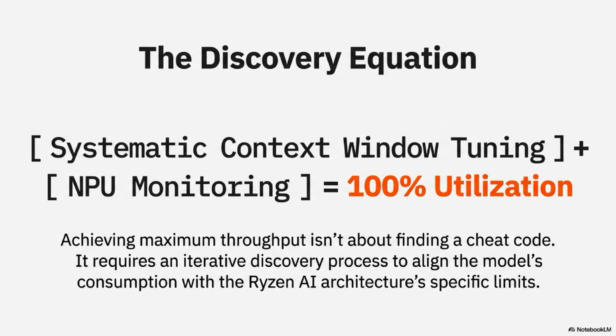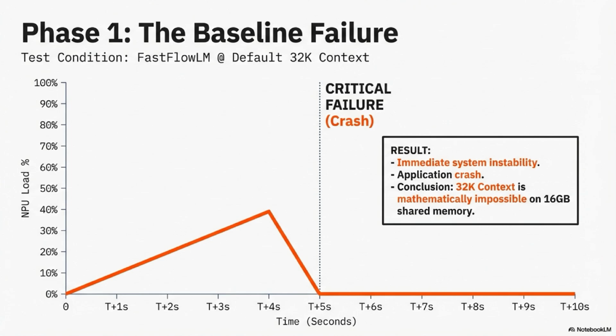Achieving maximum throughput isn't about a cheat code. It's an iterative discovery process. You balance your model's memory footprint with your NPU's constraints. Test at maximum context, observe where it crashes, then reduce incrementally. Find the threshold where the NPU saturates without triggering system swap. For Phi-4 mini on my setup, that perfect threshold is 12,288 tokens. Exactly 12K.